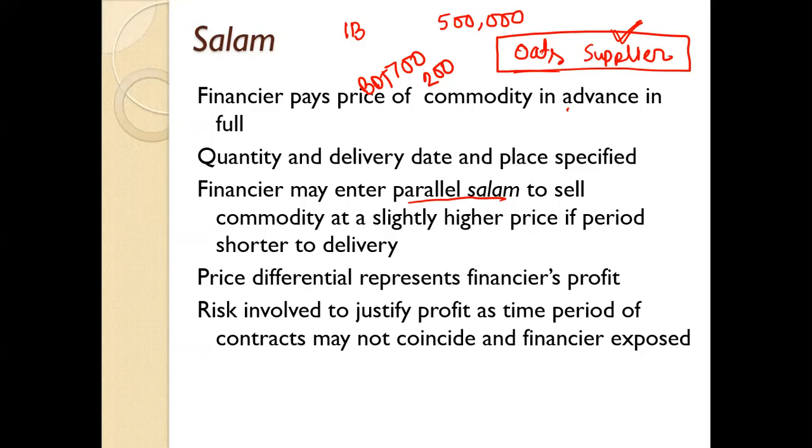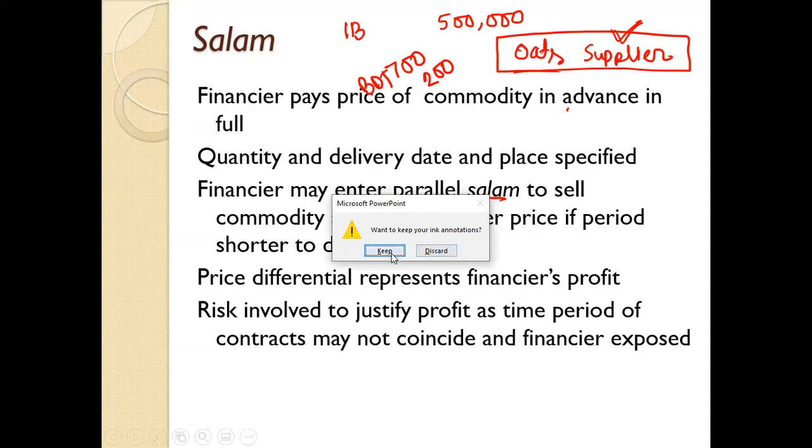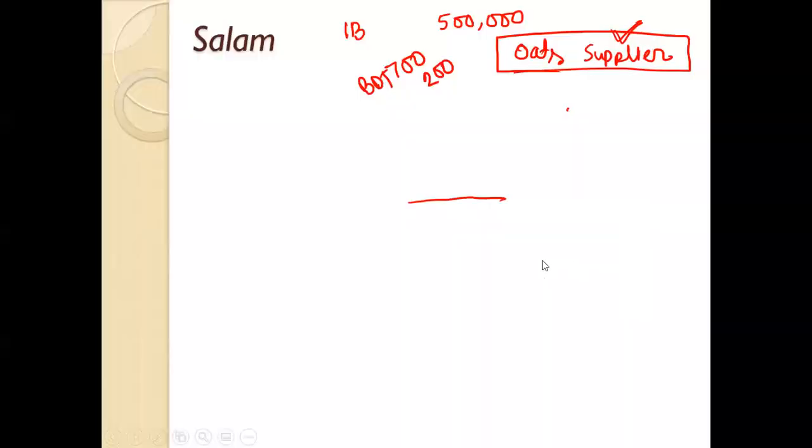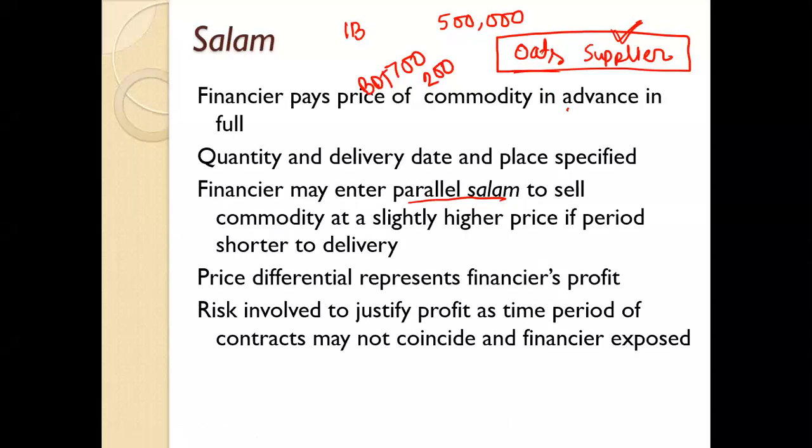Okay, so what I was saying is that to mitigate the risk, the Islamic Bank can make another agreement in parallel with the oats seller, to reduce its risk, to sell the oats at, say, for example, 700 taka per kilo. So in that case, the Islamic Bank can mitigate its risk.